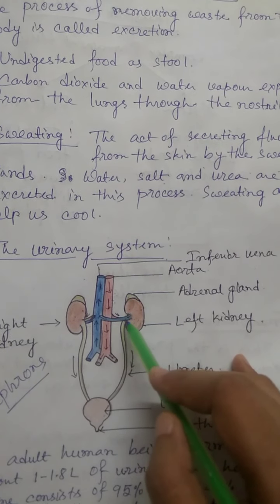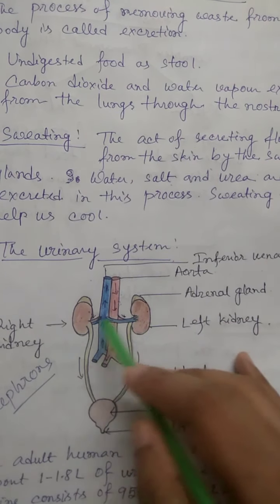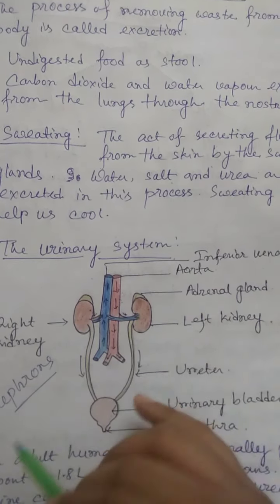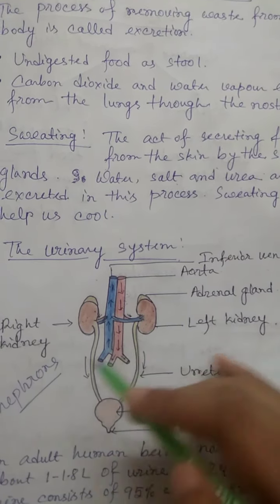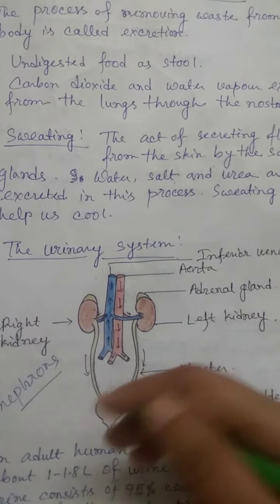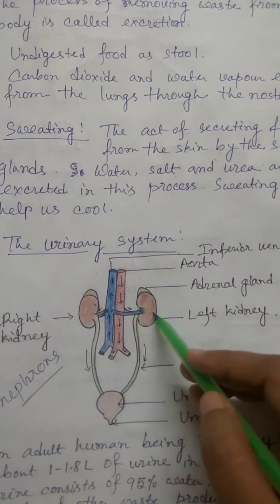Then the branches of the aorta form the arteries that enter into both of these kidneys, and they supply the oxygenated blood. Because these organs are made up of tissues, as we know, and they are living, so they need oxygen to breathe also. So what is happening inside of these kidneys?